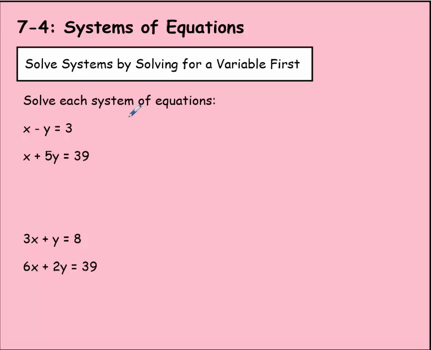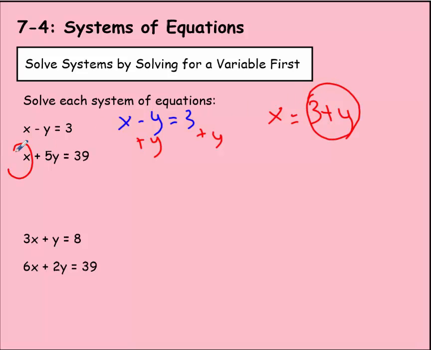So what I can do, if I have x minus y equaling 3, I could add y to both sides. So I now have x equals 3 plus y. So now I know what 1x equals. Now that I know what 1x equals, I should substitute the value for x in for x right here. So my new equation then would be 3 plus y plus 5y equals 39.